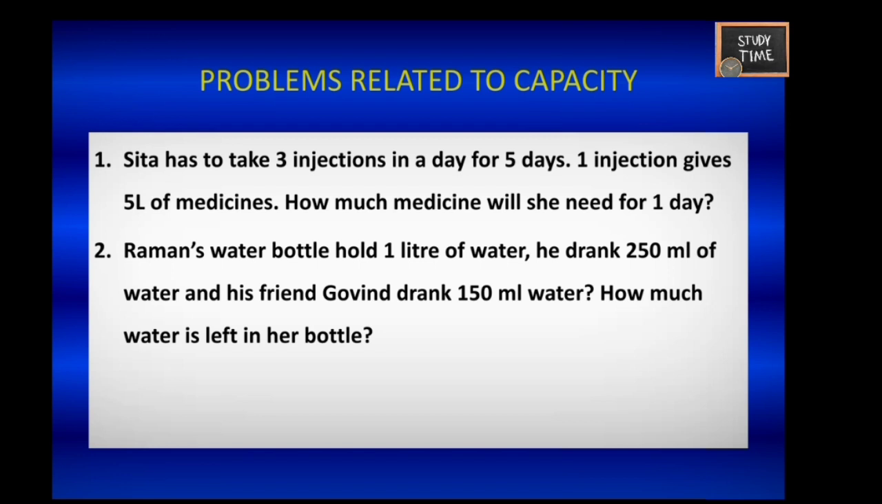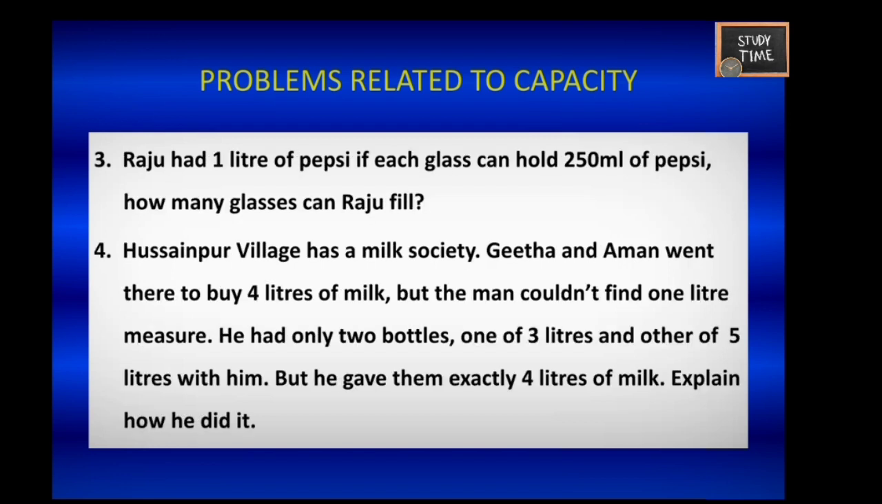Next, Raman's water bottle holds 1 liter of water. He drank 250 ml of water and his friend drank 150 ml. So together they drank 400 ml. How much water is left in the bottle? So 1000 ml minus 400 ml. Whatever you get, that is the water left in the bottle.